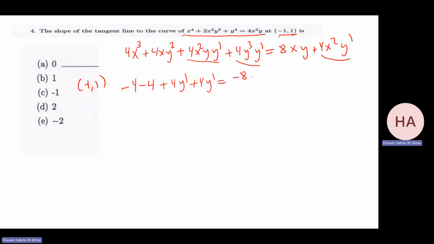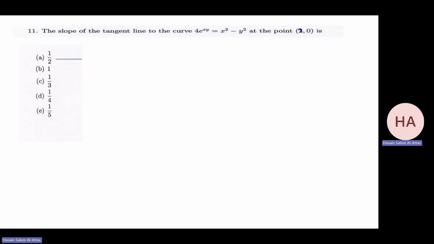4 y prime. So I have 4y prime. I take this there, I take all of this there, equal 0. So y prime equals 0. That's it.